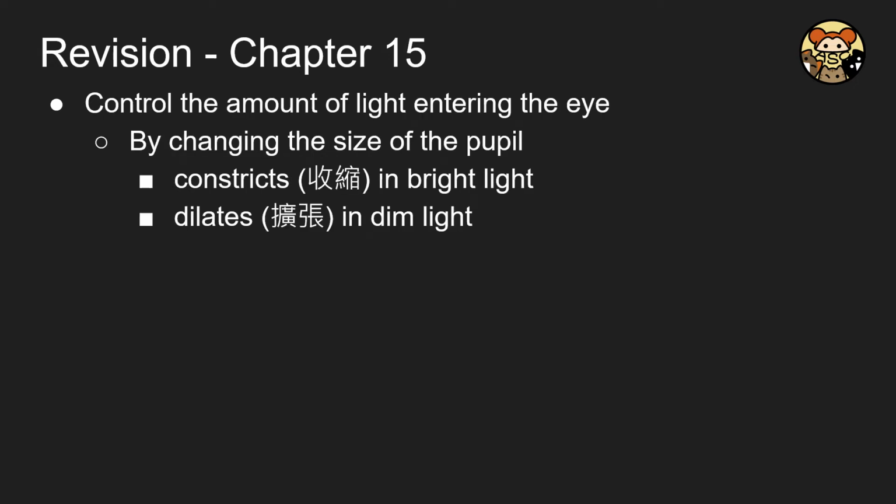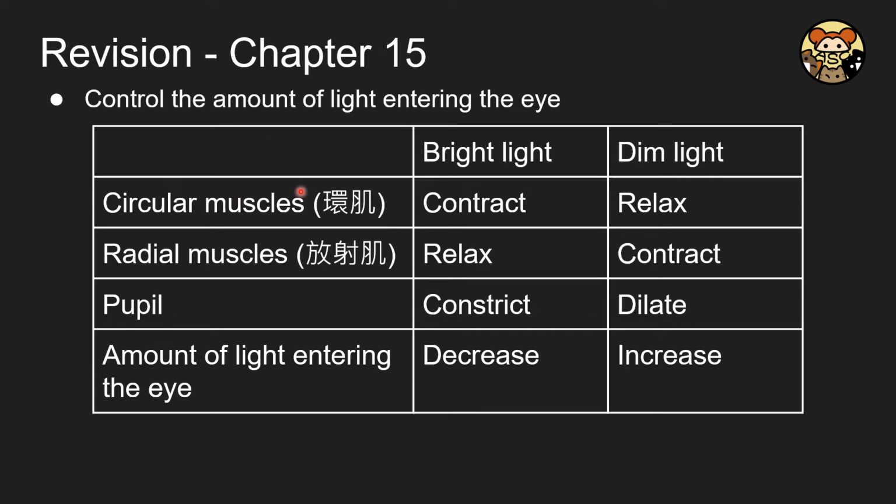In order to control the amount of light entering the eye, we have to change the size of the pupil. These two terms you have to bear in mind, especially for the English group, because the terms constrict and dilate are restricted to this kind of usage. The pupil is not a muscle. That's why you cannot say relax and contract. You can only say constricts and dilates. So here is the general phenomenon, and I would suggest you just remember one case instead of two cases.